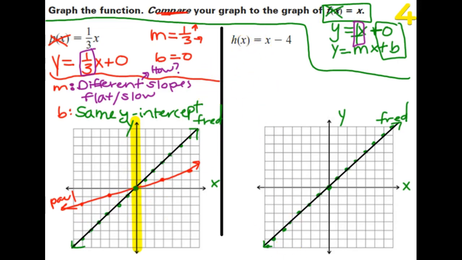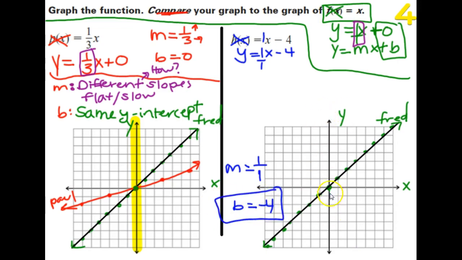And then our second one, we need to graph this equation. Here's h of x, or just y. y equals 1x minus 4. 1 is a fraction, 1 over 1. So I know my m in that equation is 1 over 1, and b is negative 4. So I'm going to begin my graph on my y-axis at negative 4.